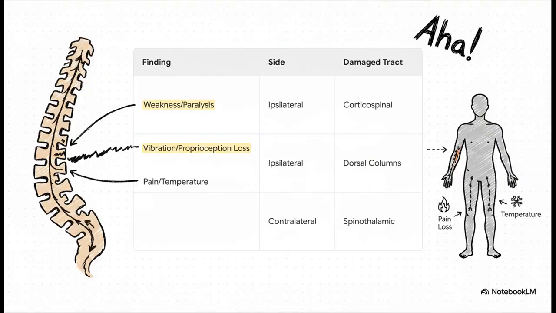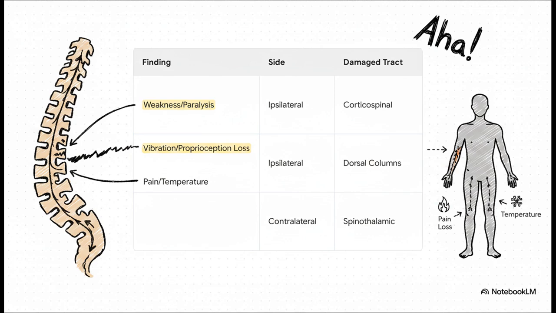Okay, here it is. This is the big reveal, the moment it all clicks into place. So let's say the injury is on the right side of the spinal cord. It hits the corticospinal and dorsal column tracts on that right side before they've crossed over. So what happens? You get weakness and loss of vibration on the same side as the injury. Ipsilateral.